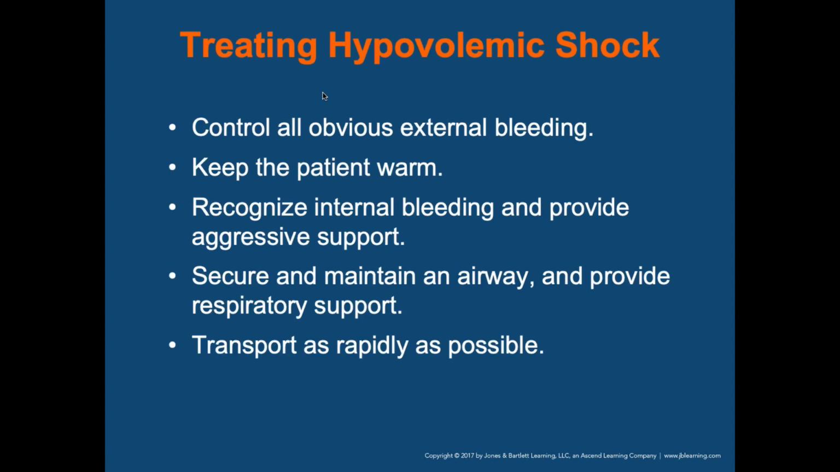For treating hypovolemic shock, we're going to control all obvious external bleeding. So if you see any kind of major bleeds, we're going to tourniquet and/or apply pressure dressings. We're going to keep the patient nice and warm, bottom and top. Warm them right up, heat packs inside. Keep this patient warm. We're going to recognize internal bleeding and provide aggressive support for these patients. We're going to secure and maintain an airway and provide respiratory support.